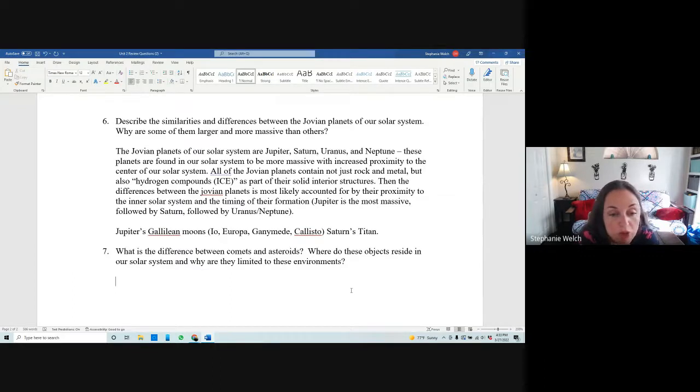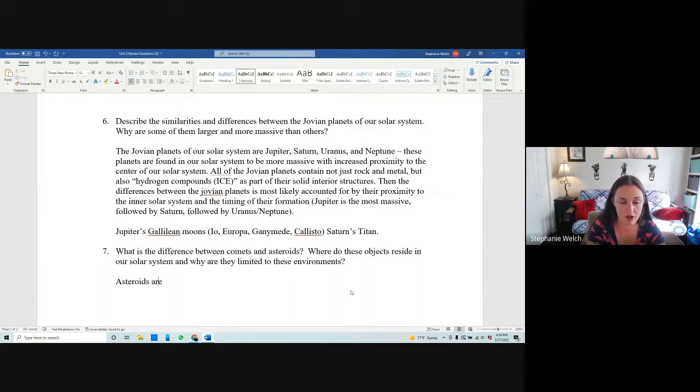So the question is, what is the difference between comets and asteroids? Where do these objects reside in our solar system, and why are they limited to these environments? So comets are to Jovian planets as asteroids are to terrestrial planets. They're effectively just the miscellaneous small leftovers in the planetary accretionary process. So let's talk about these individually.